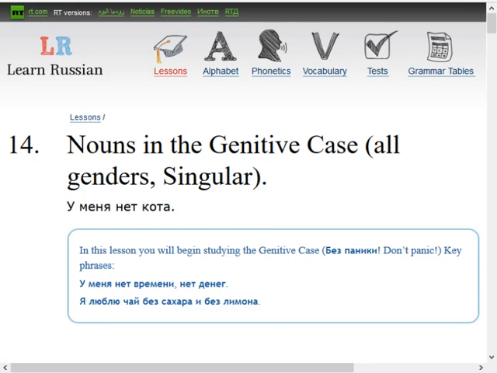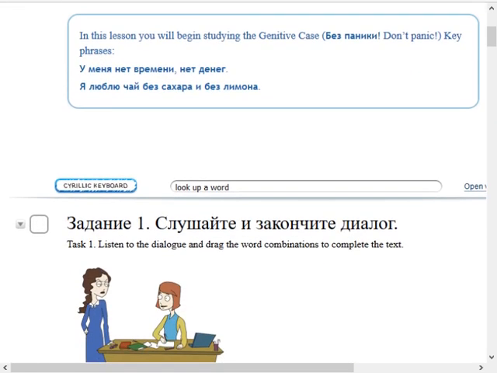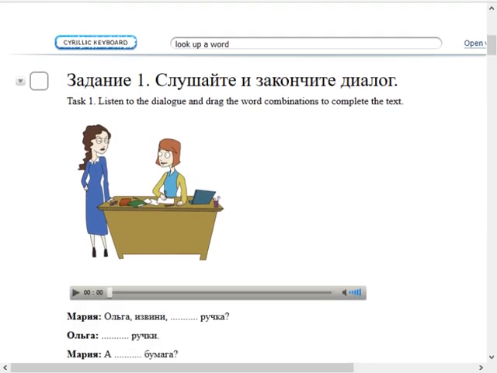Без паники, don't panic. Key phrases. У меня нет времени, нет денег. Я люблю чай без сахара и без лимона. Okay, so I don't have time nor money, and I like tea without sugar and without lemon. All right, let's see how it goes.